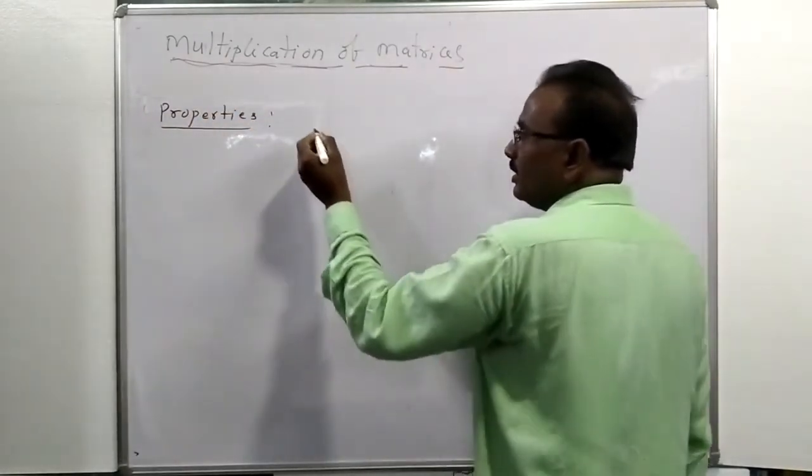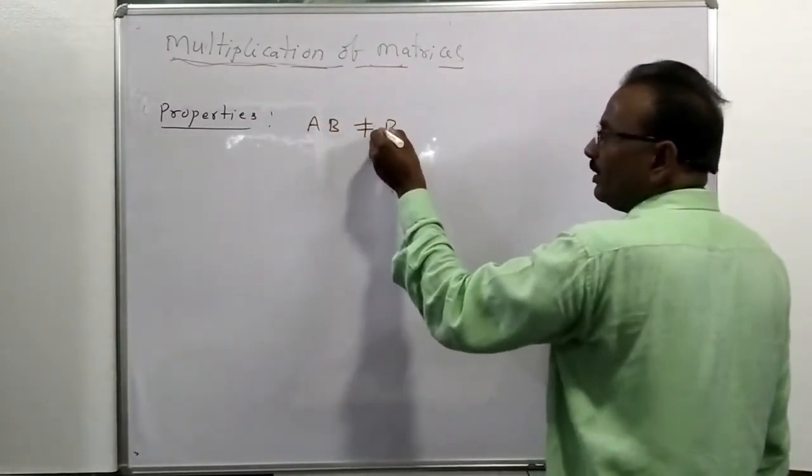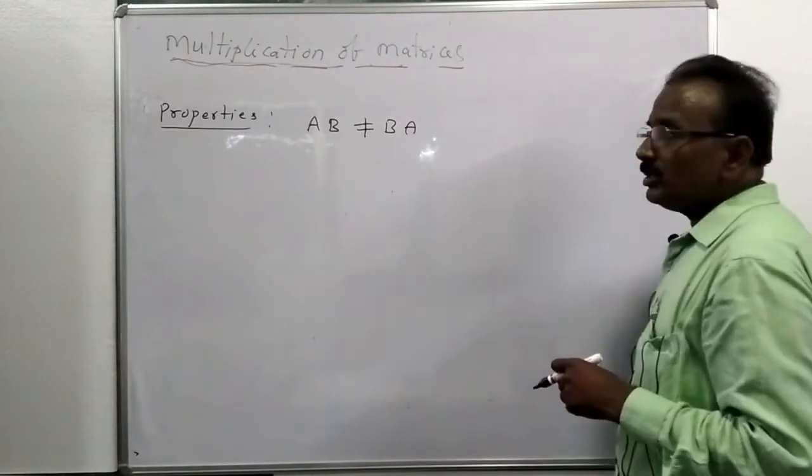Properties. Here A into B is not equal to B into A. So matrix multiplication is not commutative.